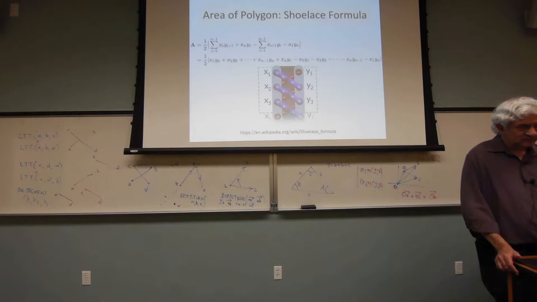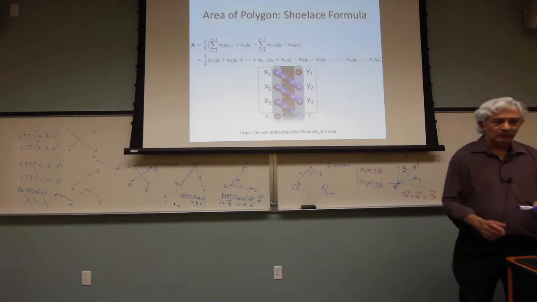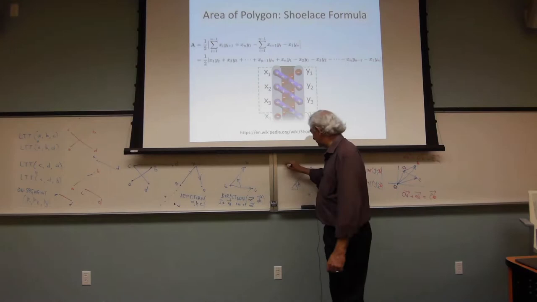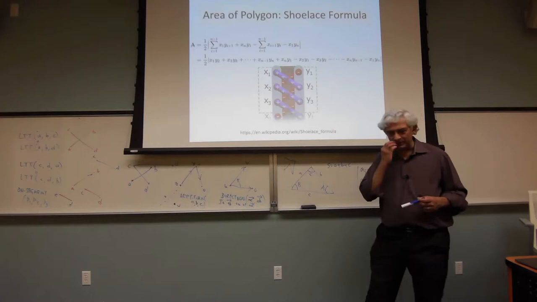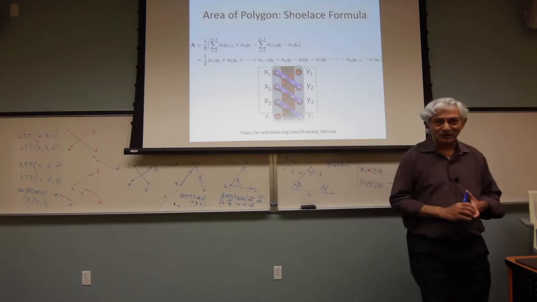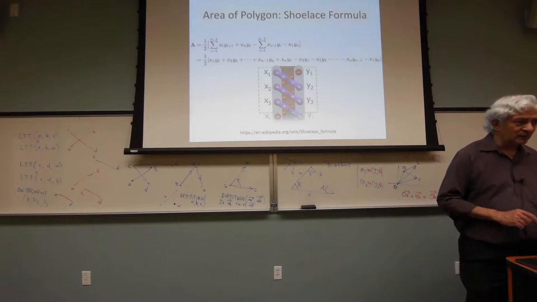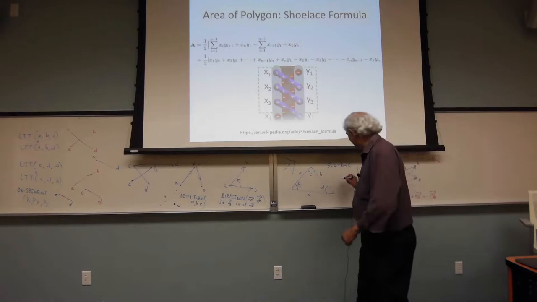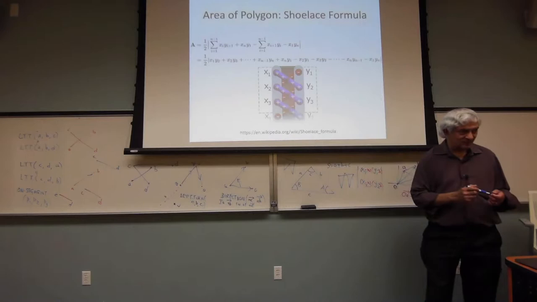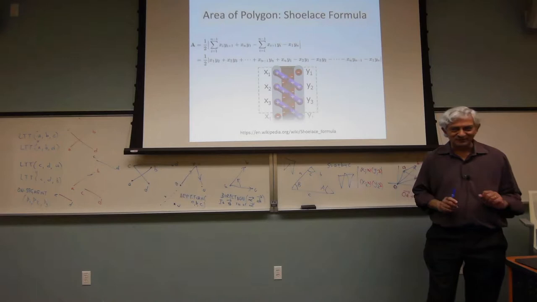A non-convex polygon can look something like this. The question is, can you plug it in here and get the formula? You guys should try it. I'm not 100% sure. But it can't be a non-simple polygon. So you can't have this. I'm sure that's not allowed. You can have a simple polygon that's non-convex, but you can't have sides intersecting each other.